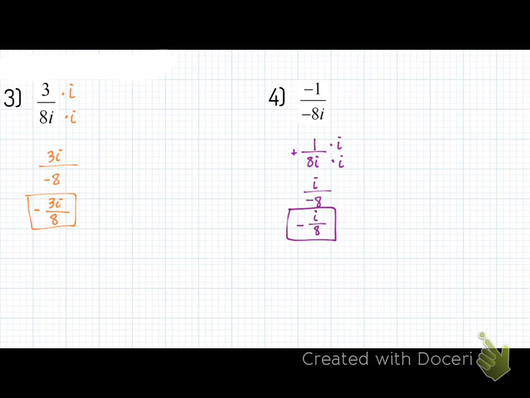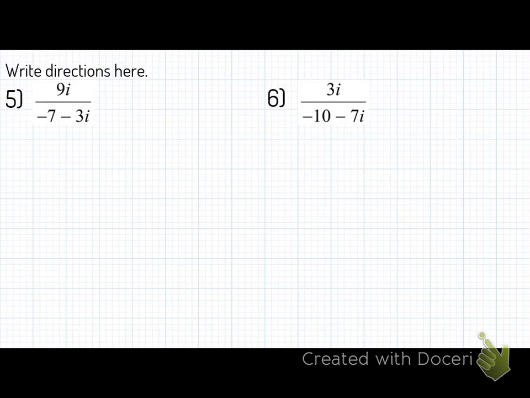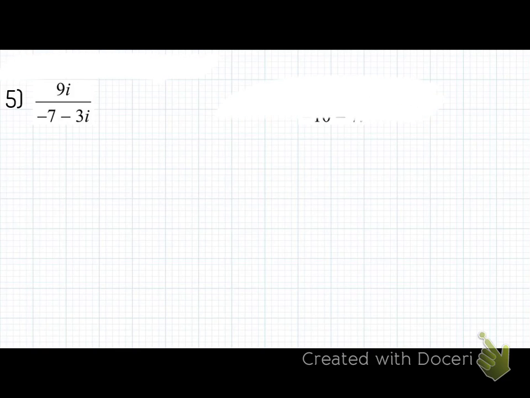Okay, we're going to make it a little bit harder now. Here we go, number 5. Okay. Number 5. So turn to your neighbors and tell them what strategy you would use to simplify or rationalize this. Okay, what strategy are we going to use, everyone? Okay, what's our conjugate on this one? Negative 7 minus 3i or negative 7 plus 3i?